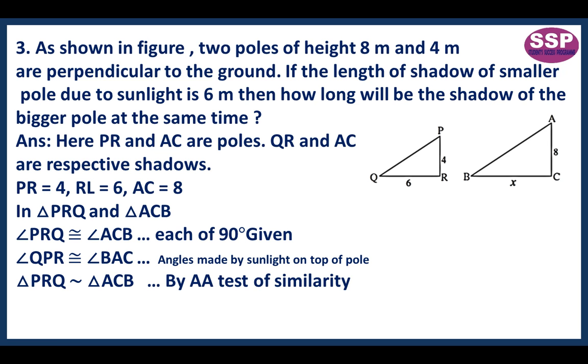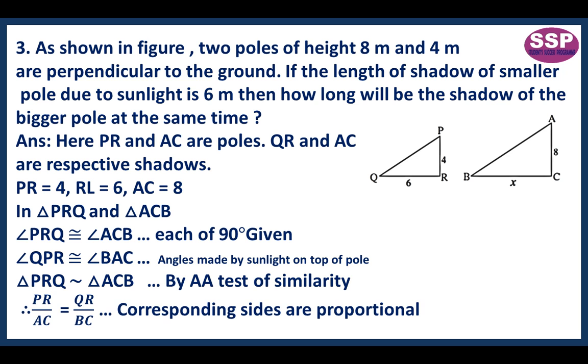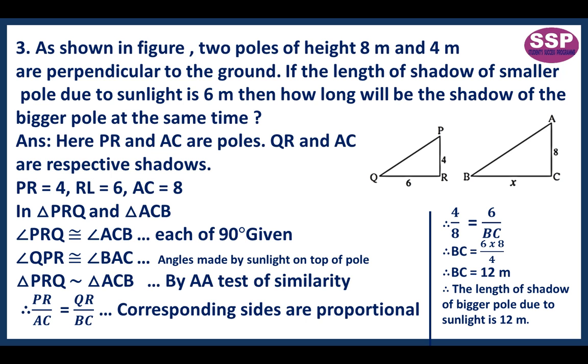As two triangles are similar to each other, their corresponding sides are in proportion. Therefore, we can write PR upon AC is equal to QR upon BC. Corresponding sides are proportional. Putting the values, we get 4 upon 8 is equal to 6 upon BC. After simplification, we get BC equal to 12 meter. Therefore, the length of the shade of the bigger pole due to sunlight is 12 meter.